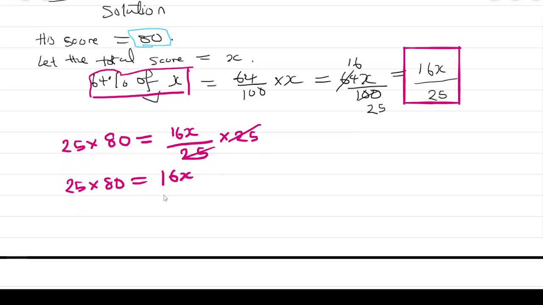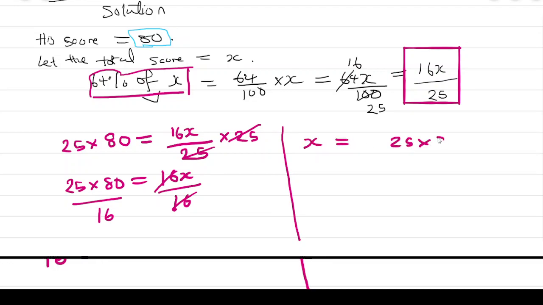The next step is to divide both sides by 16. We divide both sides by 16. The 16 cancel out. Now let's go to another area. Here x would then be 25 times 80 all divided by 16. Now I did not do 25 times 80 because I wanted to cancel out.